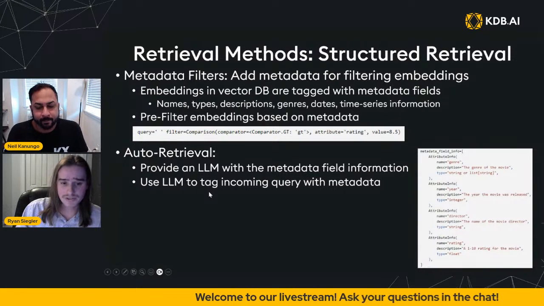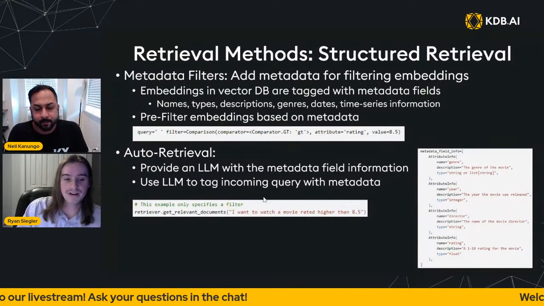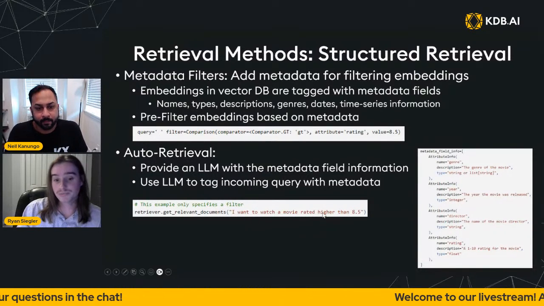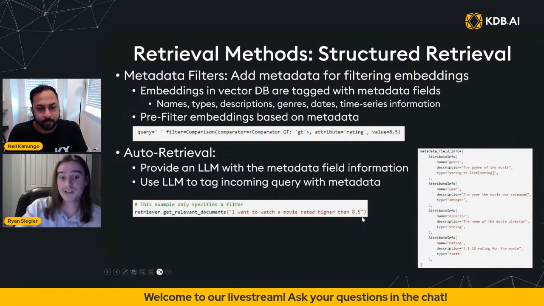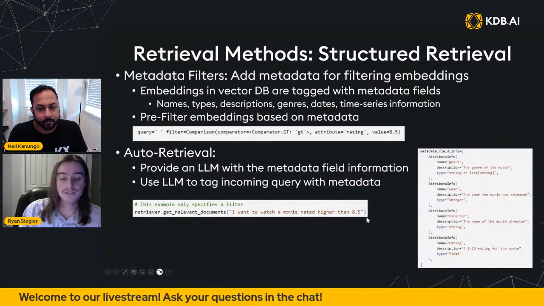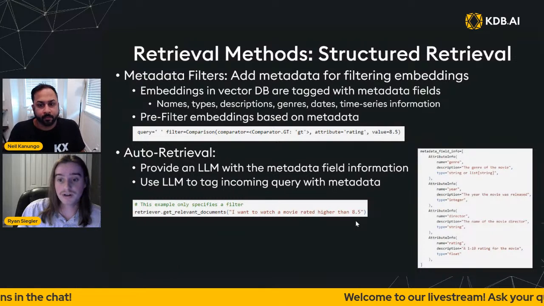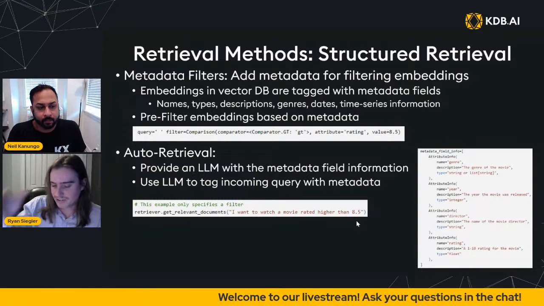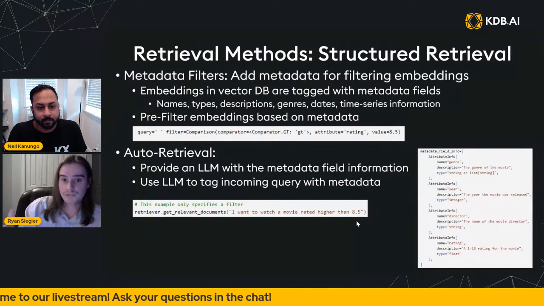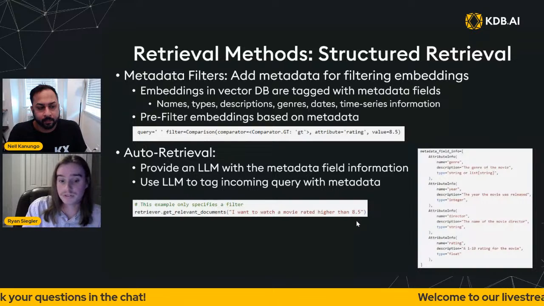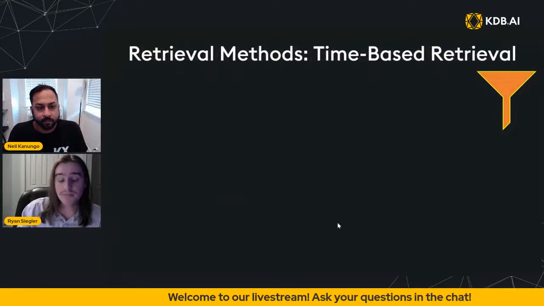And then you can use the large language model to tag incoming queries with that metadata. So for example, the query might be, I want to watch a movie rated higher than 8.5. Well, in this case, the large language model is going to be able to tag this query with that rating, and then it's going to be able to do that filtering automatically. So it's a really interesting and powerful way to use metadata, all that extra data that we might not be embedding in the description, to do some pre-filtering and make our similarity search go much faster. And one good example of this is time-based retrieval.